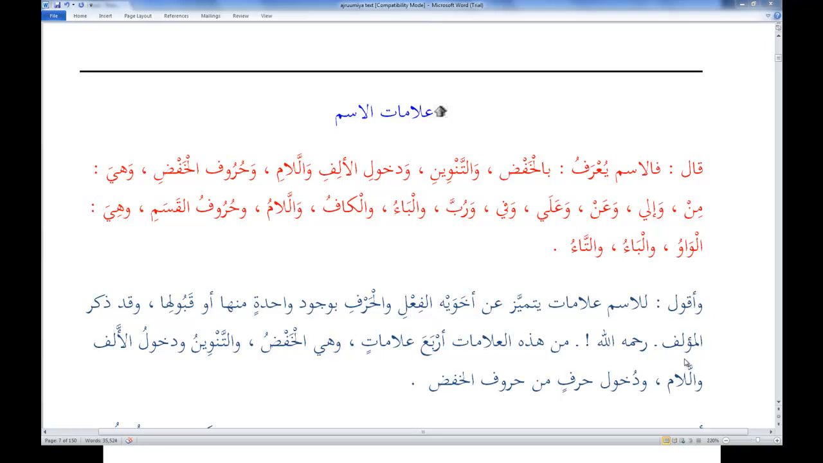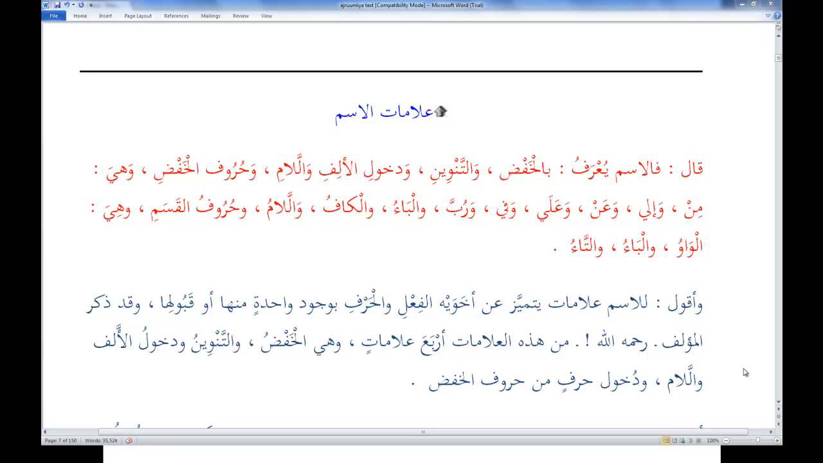And the explanation in blue here is by Muhammad Muhyiddin Abdul Hamid, which we'll read now, inshallah. وأقول, and he says, I say, للاسم علامات. For the ism, there are some signs that you can actually use, يتميز, that you can differentiate with, عن أخويه الفعل والحرف, from his brethren, which are the fi'l and the harf, بوجود واحدة منها, by finding one of these signs within the word or within the noun that you see, or قبولها, or the fact that it accepts this alama, accepts this sign.